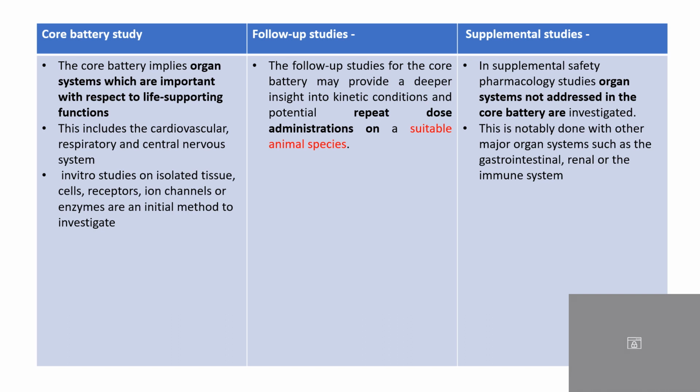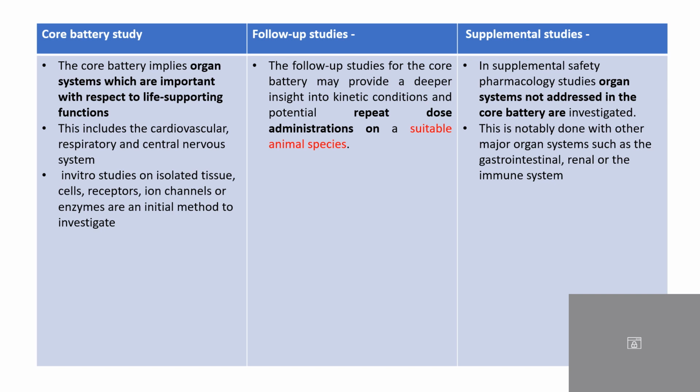The safety pharmacological studies include three categories of studies, that is core battery study, follow-up study, and supplemental studies. In core battery study, the investigator investigates the potential side effect of the drug on organ systems which are important with respect to life supporting functions such as cardiovascular, respiratory, as well as central nervous system.